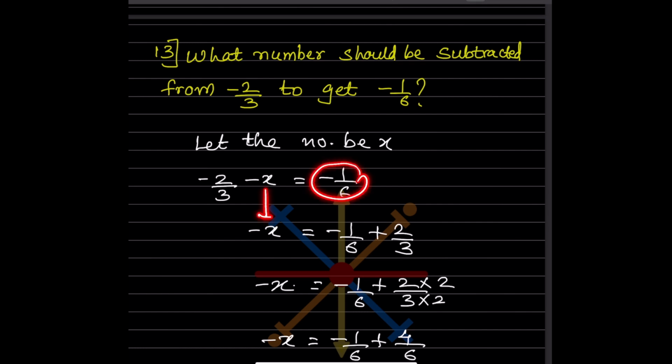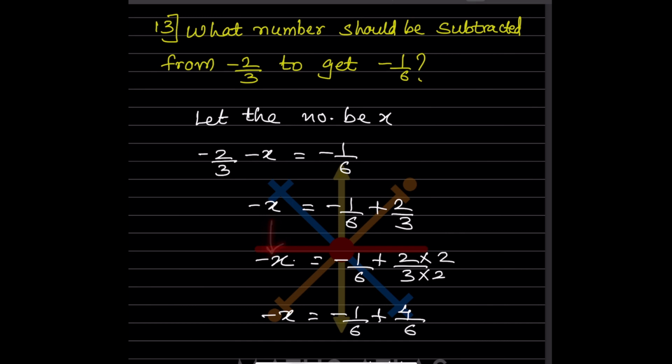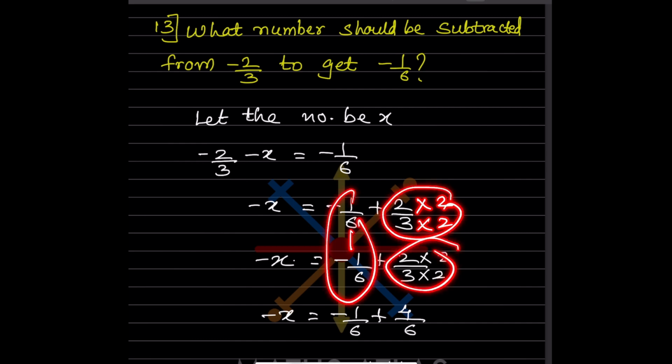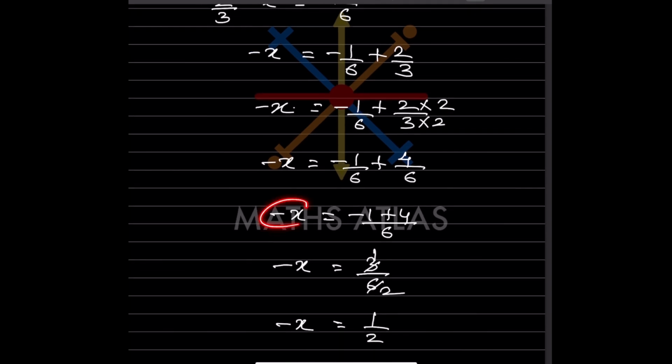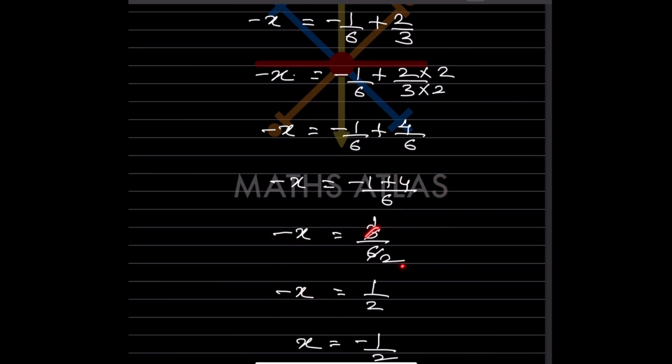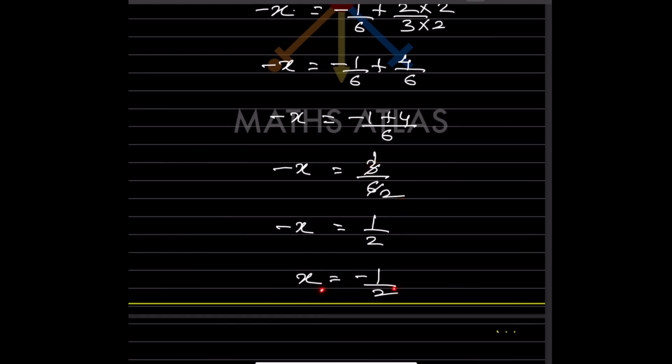So now here minus 1 by 6, minus 2 by 3, and this is going to be minus x. So here the LCM is going to be 6. So minus 1, this part is here. So now minus x is, this is the same, 4 by 6. So minus x is minus 1 plus 4 by 6. So minus x is plus 4 minus 1, that will be 3 by 6. So minus x is 1 by 2, so x is going to be minus 1 by 2.